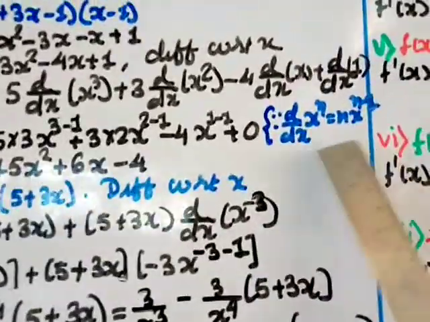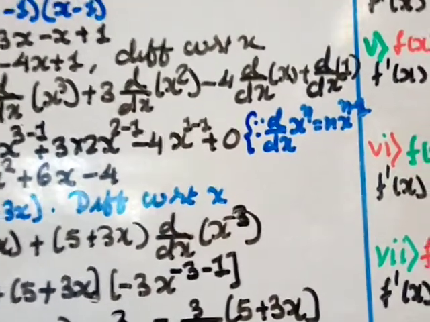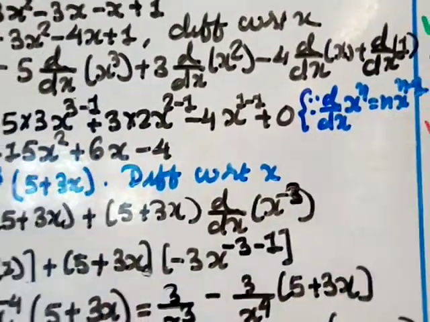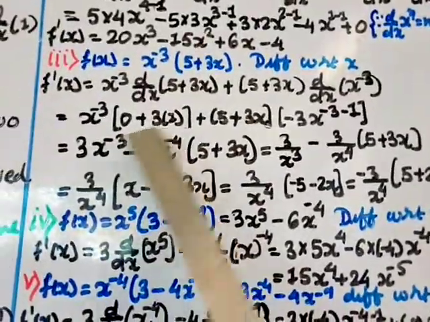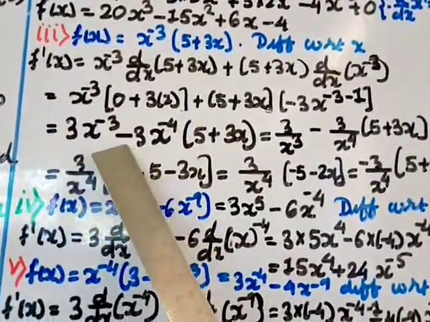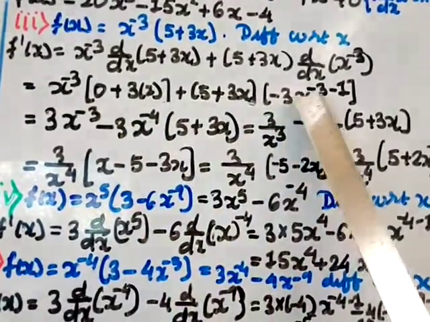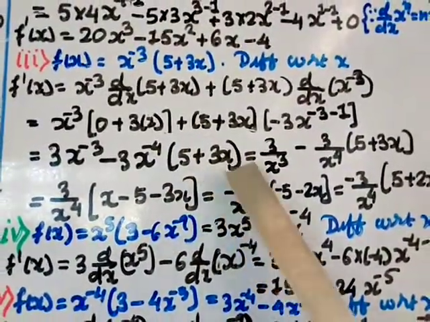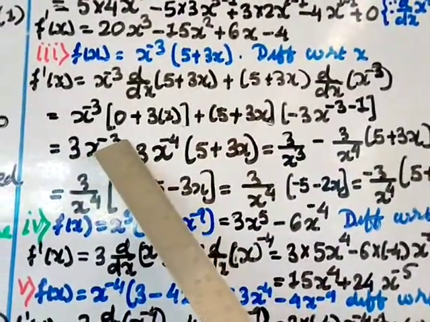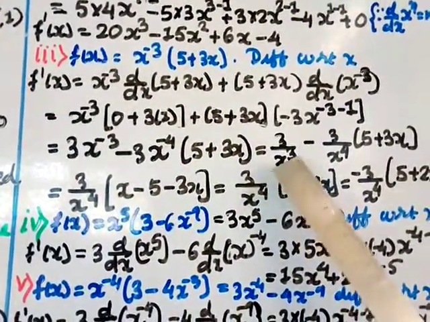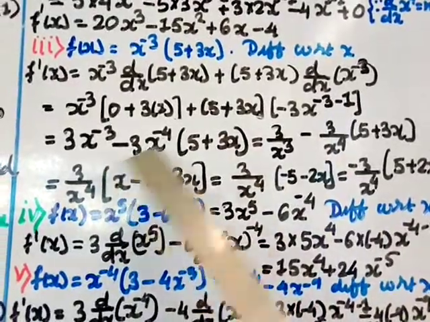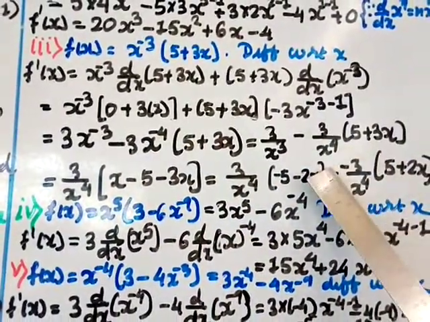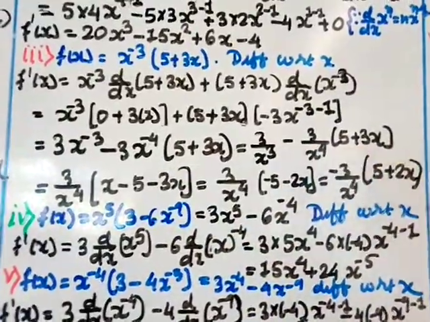Using this formula, n into x power n minus 1. So n is minus 3, so minus 3 into x power minus 3 minus 1. Using this same result, so here 3 x power minus 3, minus 3 x power minus 3 minus 1 is minus 4 power, right? And this is 5 plus 3x. x power minus 3 can be written in the denominator as 3 by x power 3, minus 3, and this x power minus 4 can be written in the denominator with the positive power, so 3 by x power 4, and this 5 plus 3x as it is.